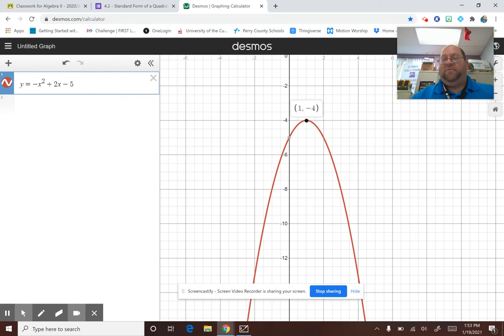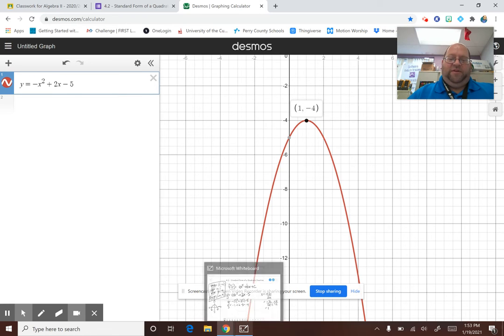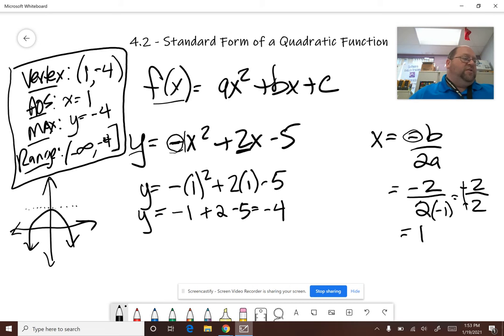I know that's probably the way you're going to do it, but I want you to be able to do it manually as well, because there's going to be times you're not going to have a graphing calculator, and I want you to be able to do this work as well. Okay, so let's look at one more example before we quit for today.